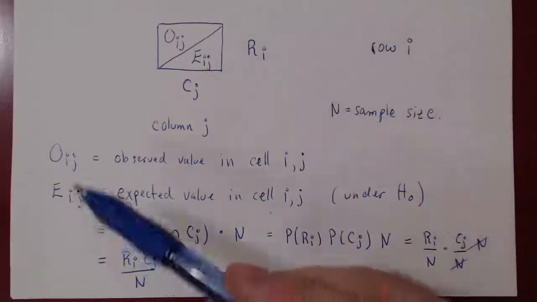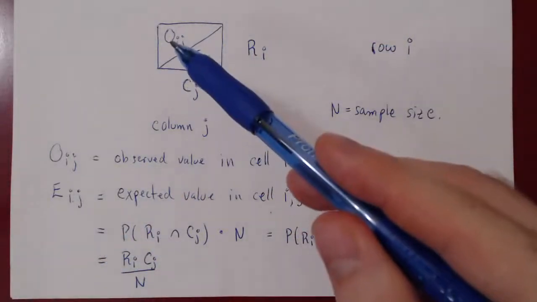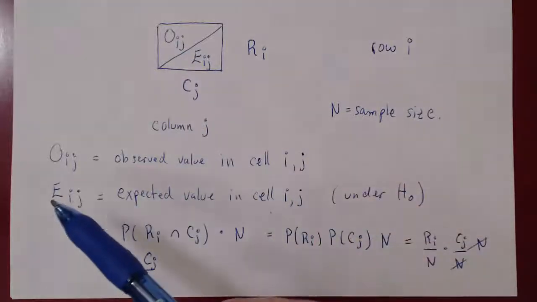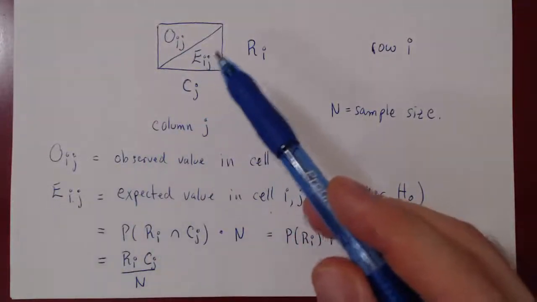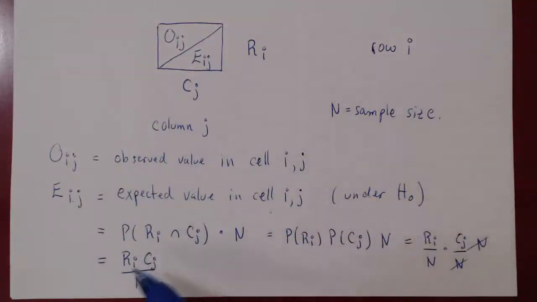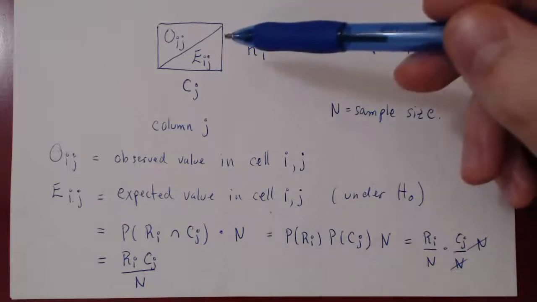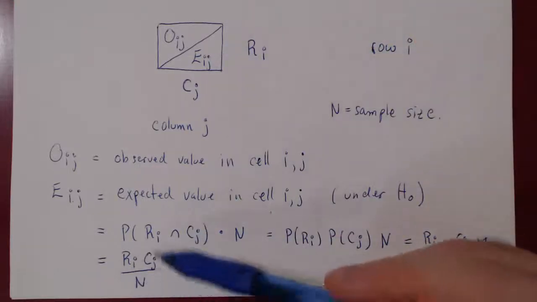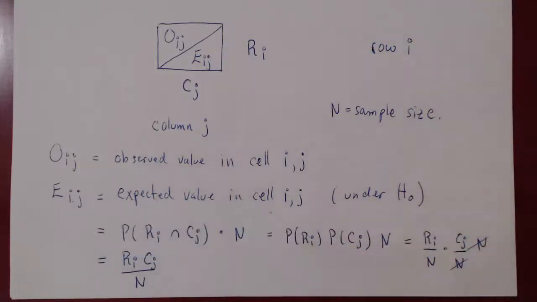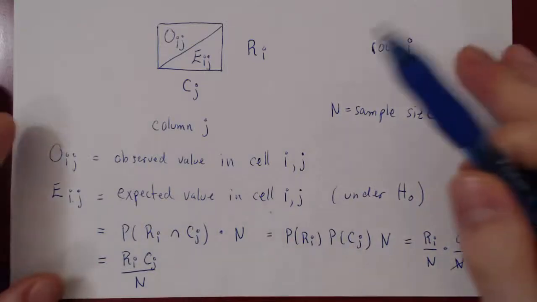The question is now, we have an observed value in each cell from our sample, and we will have an expected value for each cell from this formula. The row total times the column total over the total sample size. The question is, how do we then use these expected values to come up with a statistic?